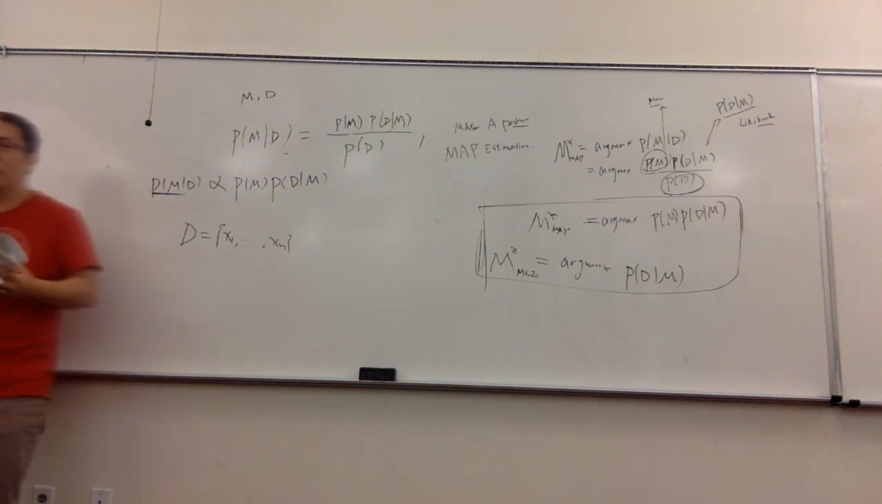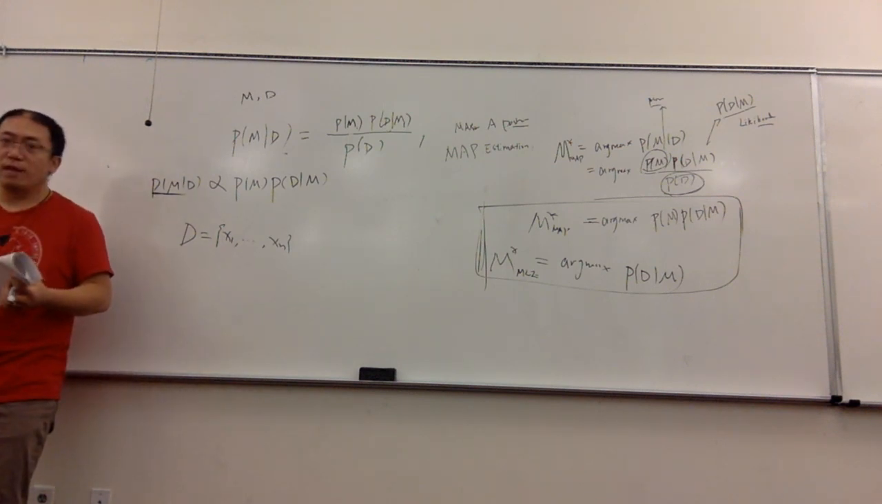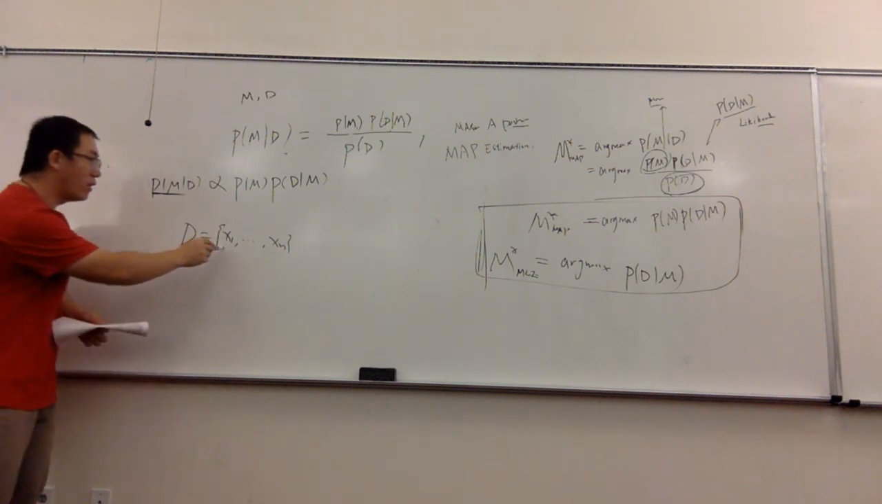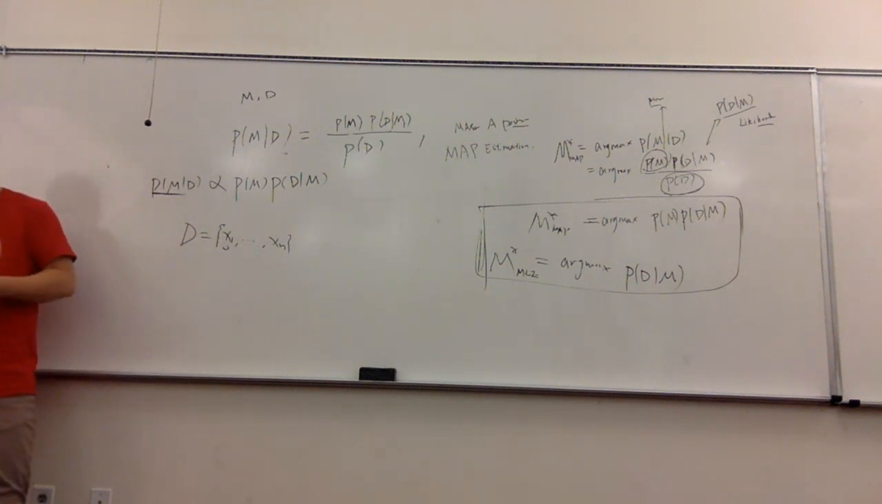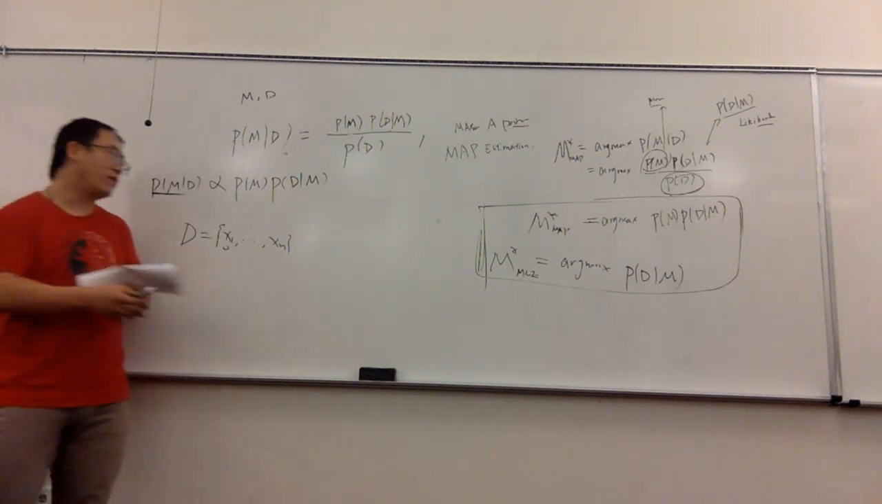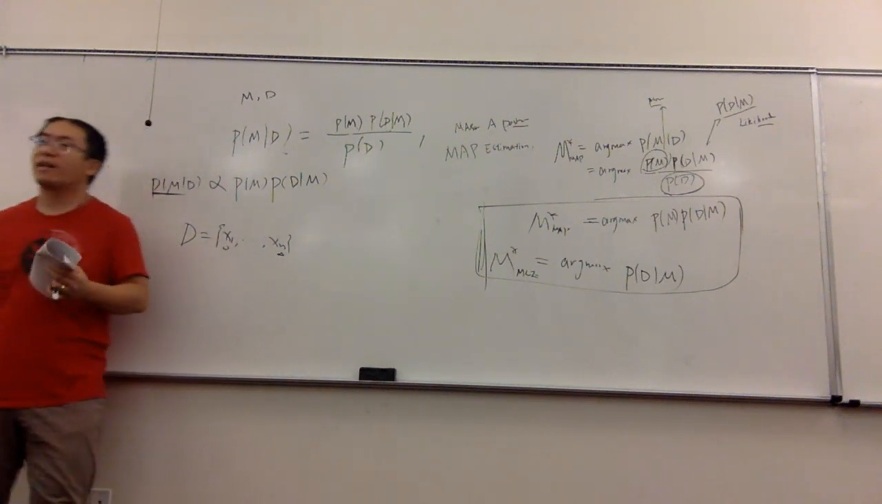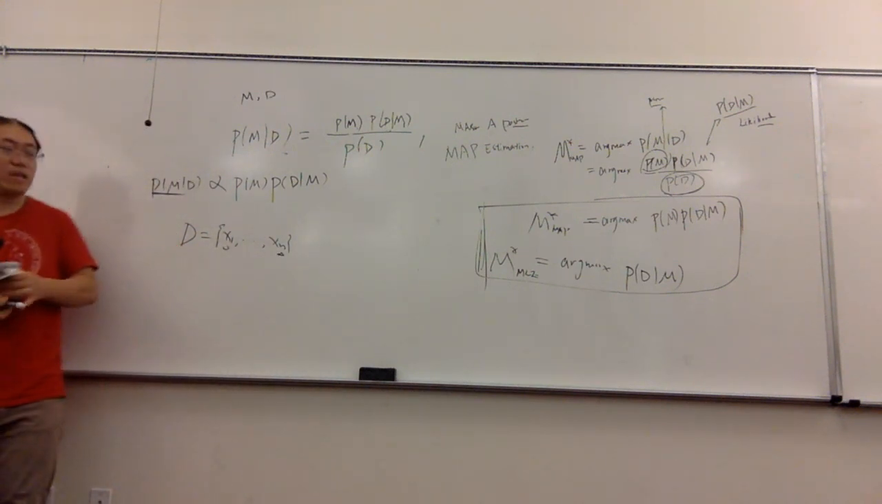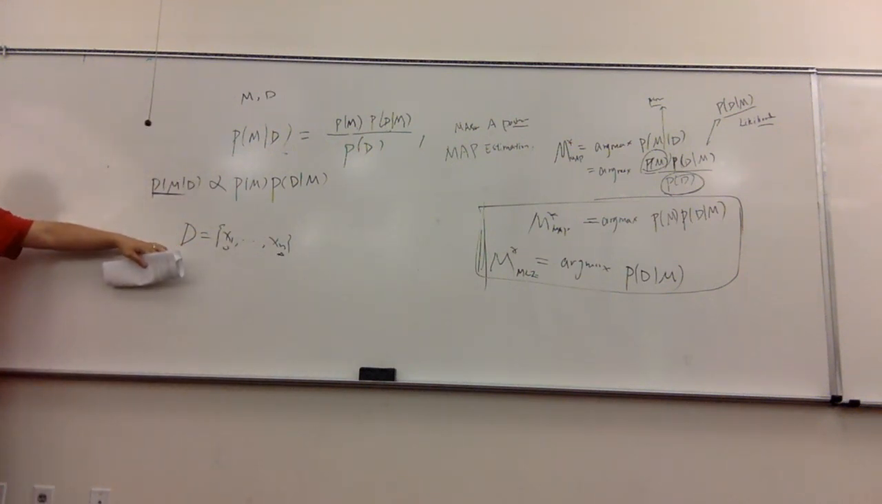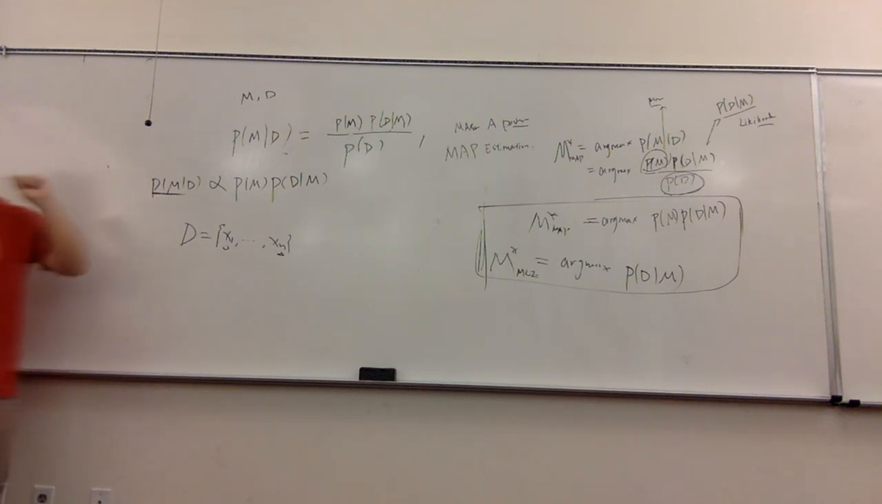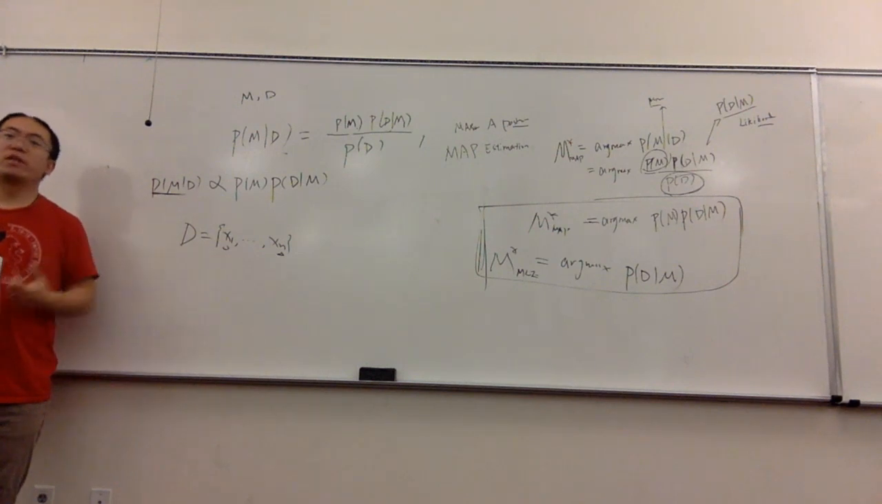I use my coin and I flip it and see the result. Then I get x1, right? And I flip again, I see another result, maybe tail. And I flip it n times, and I get n results. This consists of data. So data is usually not a single data point. It actually consists of a number of data points.